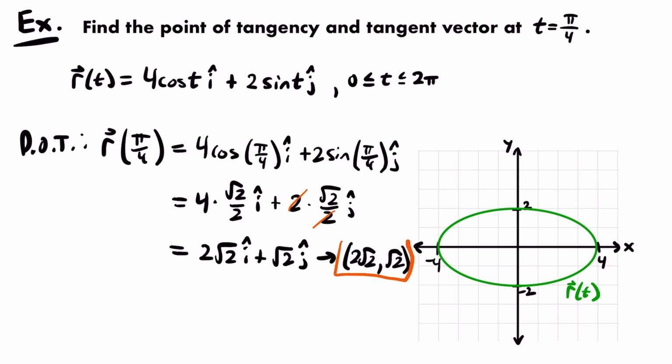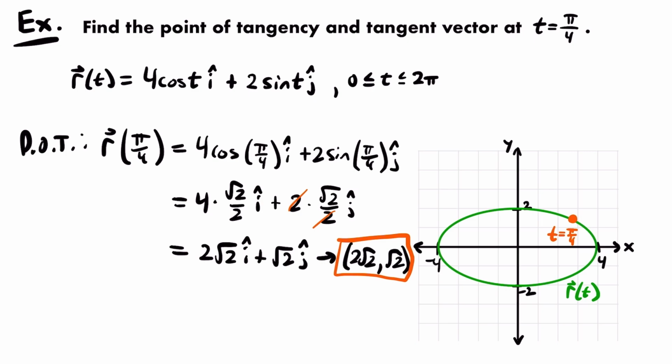That is the first answer to this example. That is the point of tangency at that value of t. And so let's quickly plot that on our graph here. If you plug the square root of 2 into your calculator, it's approximately 1.4, and so 2 square roots of 2 would be 2.8. So going to our graph here, 2.8 in the x direction takes us about here. We're almost at 3, and then 1.4 in the y direction takes you about here. So that's our point of tangency. I'll plot that point right there. That's approximately where it would be. That is where t equals pi divided by 4.